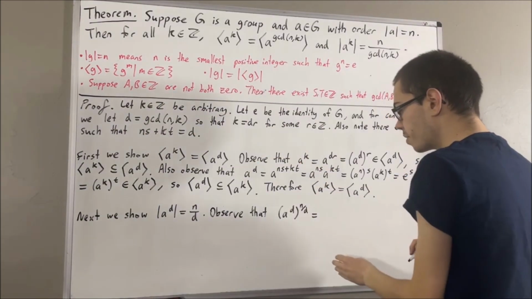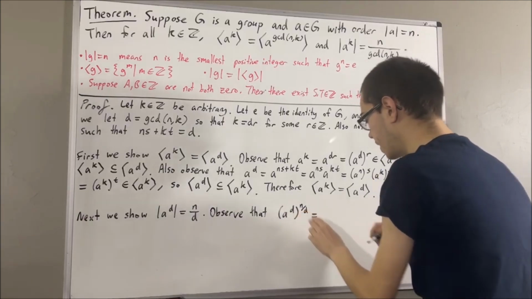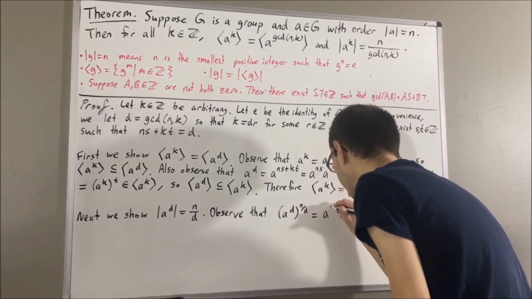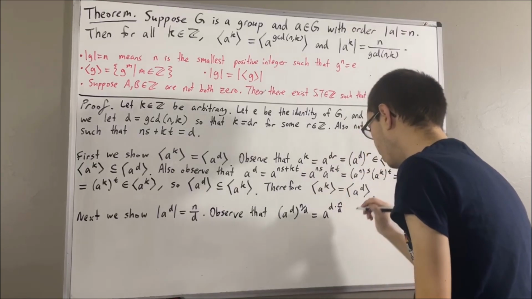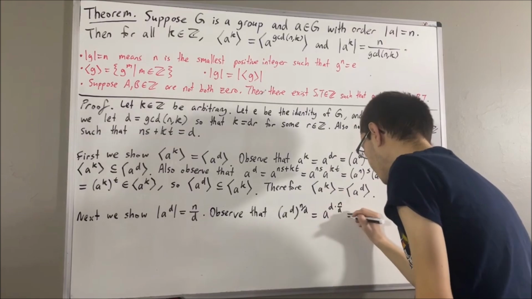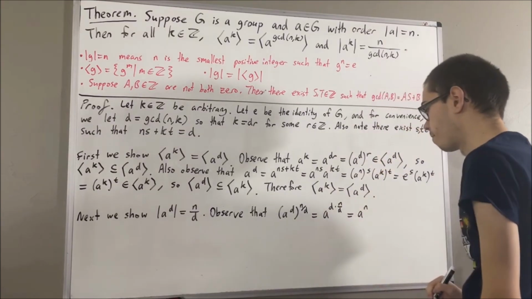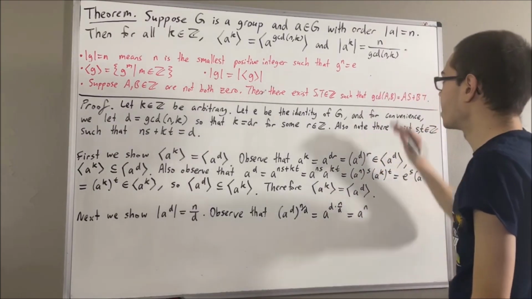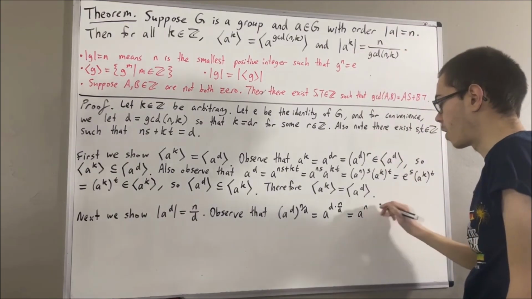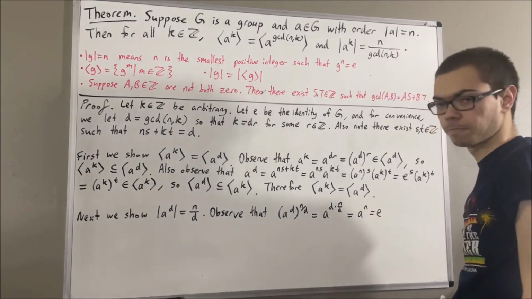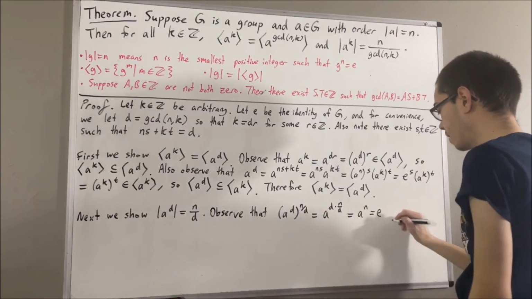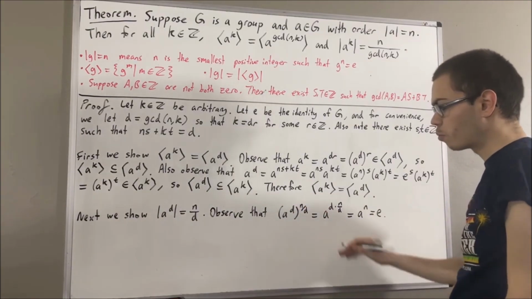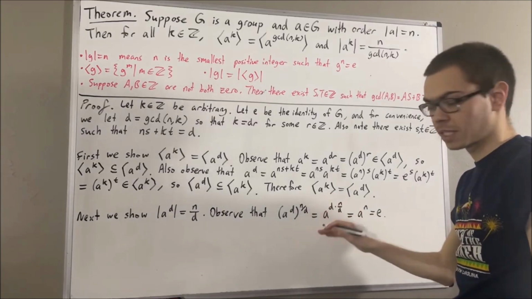Now from properties of exponents, we can just multiply d and n over d. So this is a to the power of d times n over d. And we know that d times n over d just gives us n. So this is a to the power of n. But since the order of a is equal to n, we know that a to the power of n is equal to the identity. So this shows that a to the power of d to the power of n over d is the identity. But now we want to prove that n over d is the smallest positive integer that satisfies this property.